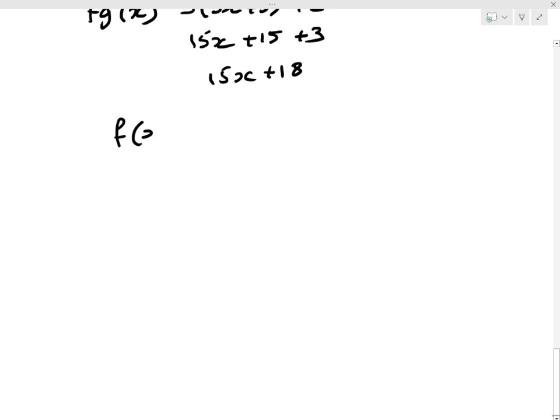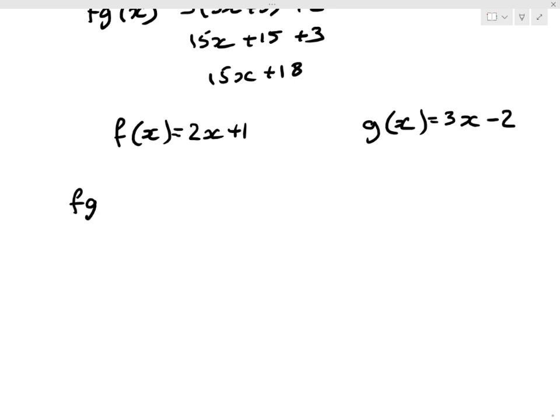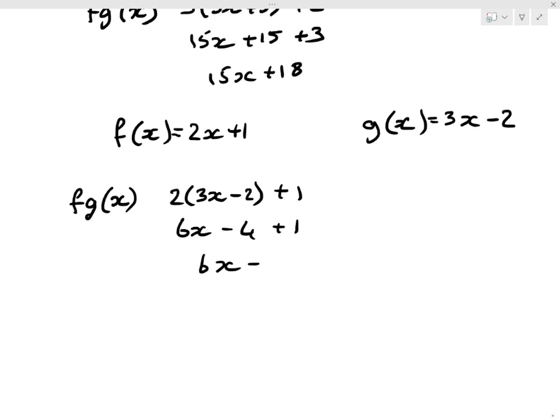Right, f of x equals 2x plus 1, and the function of g is equal to 3x minus 2. So let's have a look to see what fg is. So we put the g inside the f. So 2 times 3x minus 2, and then plus 1 from the f. So 6x minus 4 plus 1 is 6x minus 3.